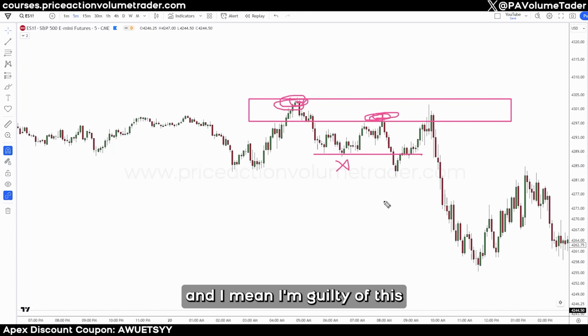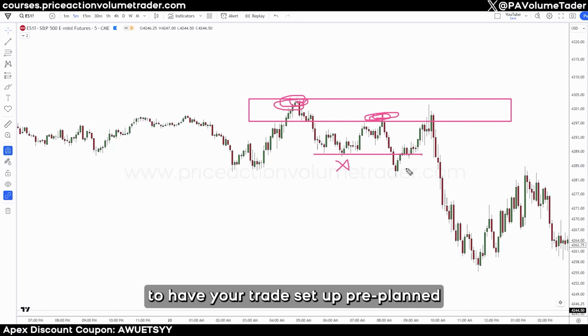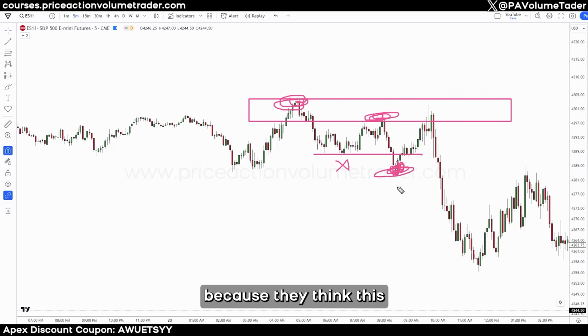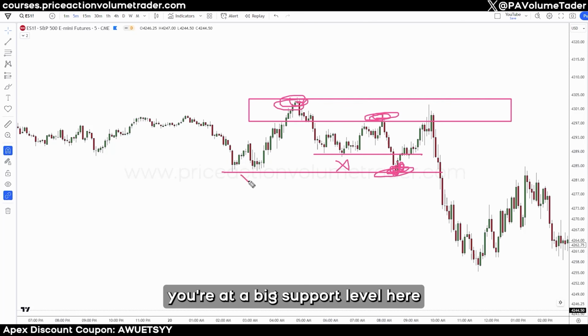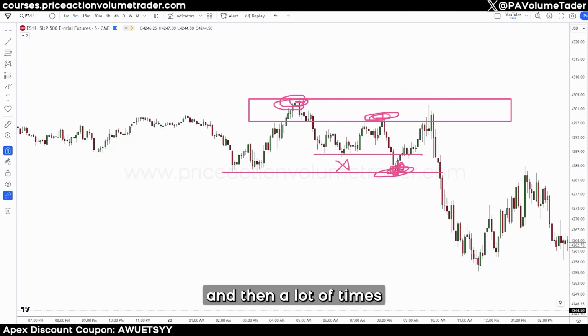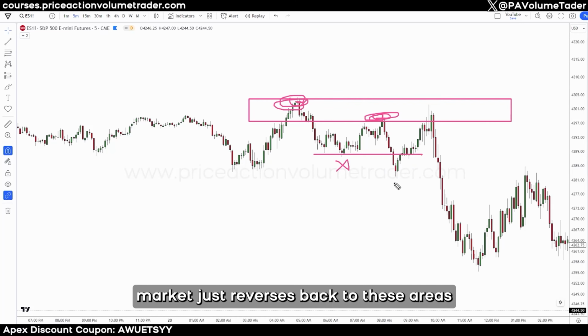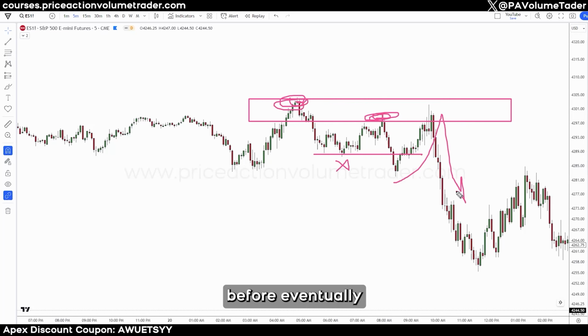And the mistake, and I'm guilty of this, I do this sometimes as well, and this is why it's so important to have your trade setup pre-planned and to be patient for your best signals. In this case, a lot of people see this and they just start shorting right here because they think this is just going to go through. But then if you look to the left, you're at a big support level here, and a lot of times this market just reverses back to these areas for one last retest before eventually going down and continuing.